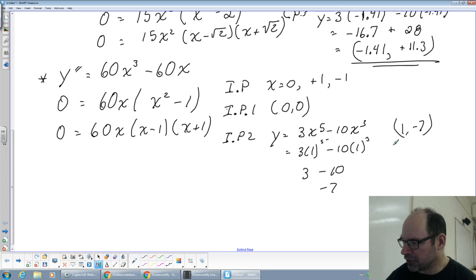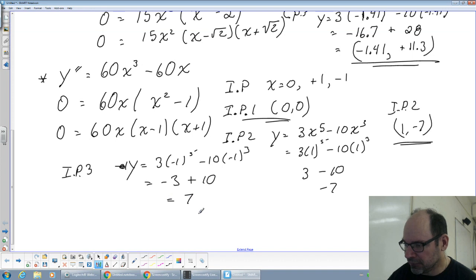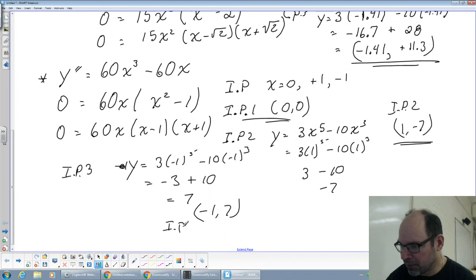And our third inflection point, IP3, is negative 1. Let's plug it in. Y equals 3 times negative 1 to the 5th minus 10 times negative 1 cubed. So this would be the same as saying negative 3 plus 10, which equals 7. So negative 1 and 7. That's IP3. So now we've got our 3 inflection points.